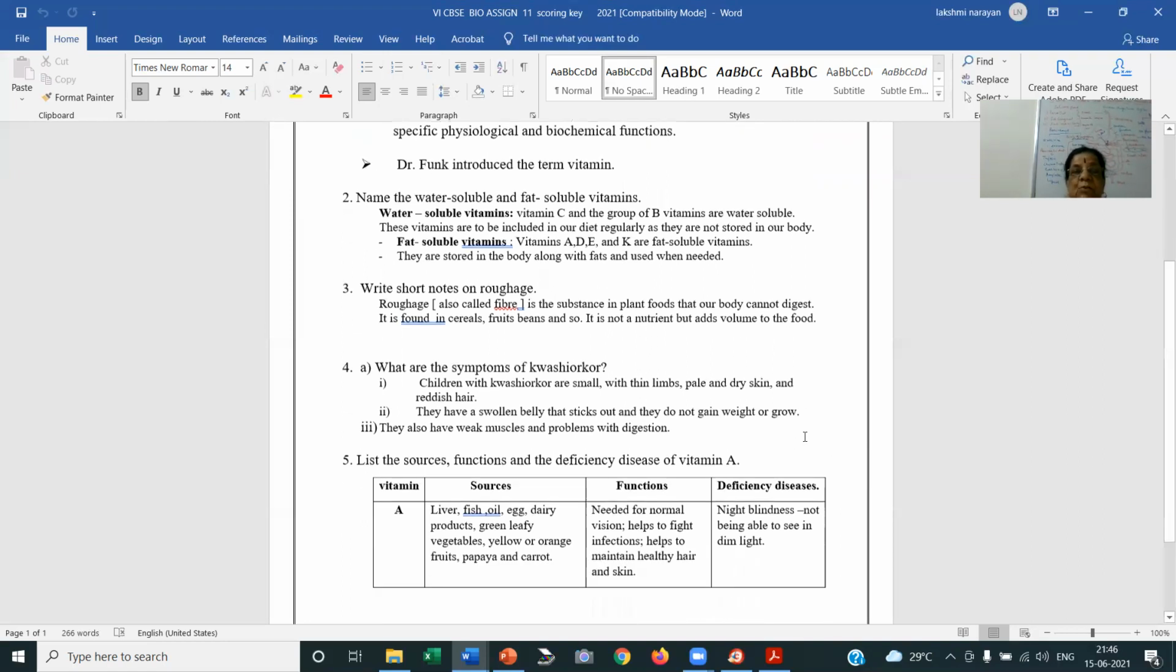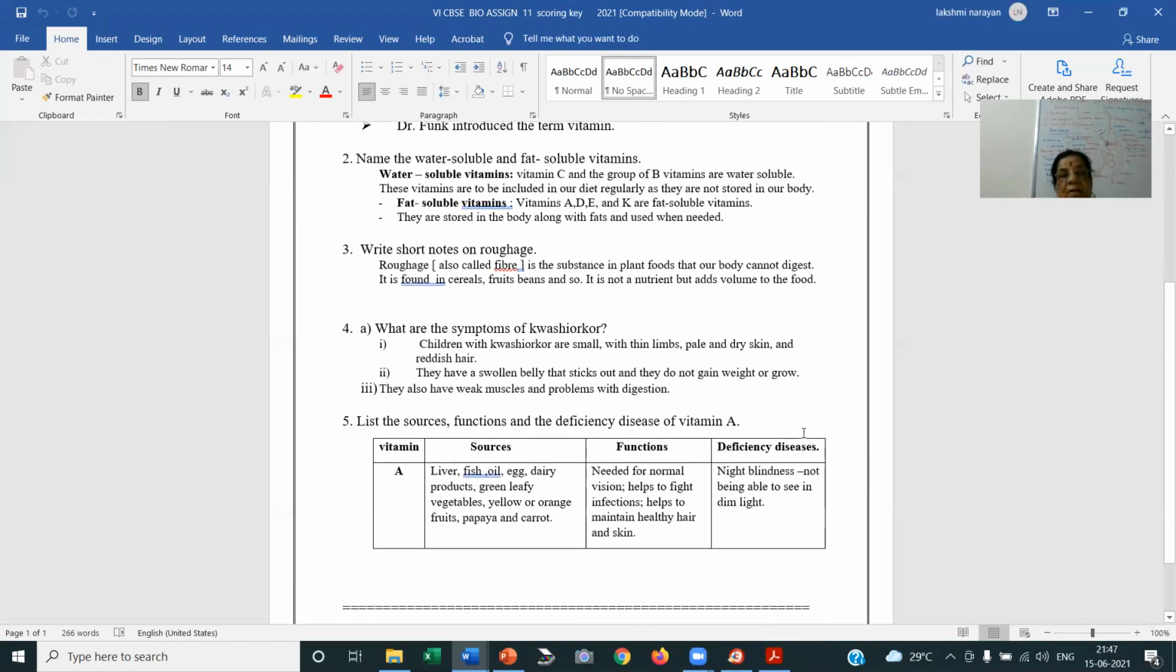Right? Then write notes on roughage. Roughage is also known as dietary fiber. It is the substance in plant food that our body cannot digest. Normally it is the carbohydrate cellulose. It is found in cereals, fruits, beans, and so on. Roughage is not a nutrient, but adds volume to the food.